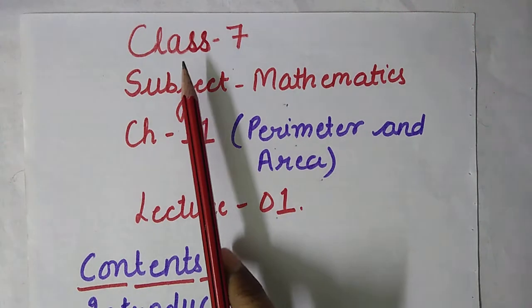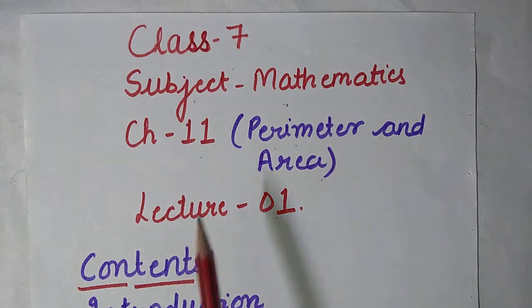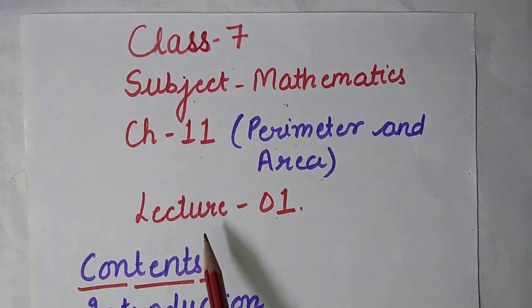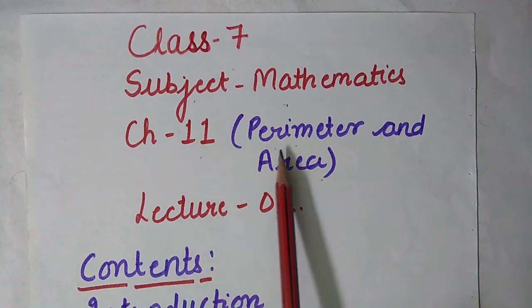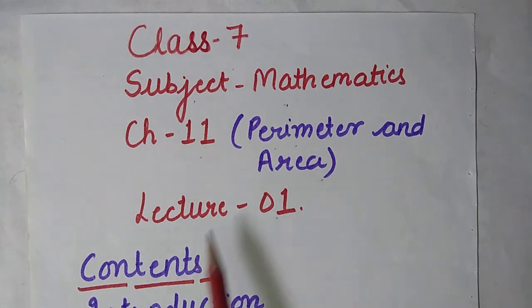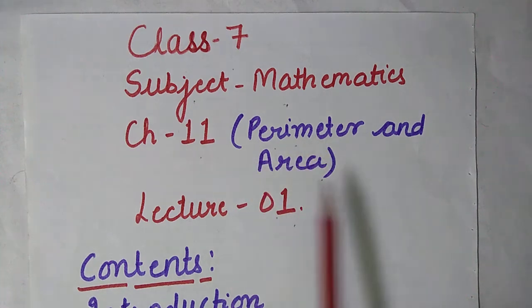So, this video is for the students of class 7, subject mathematics. And from this lecture, we are going to start with our new chapter, that is chapter number 11, perimeter and area. So, this is lecture number 1 of chapter number 11, perimeter and area.